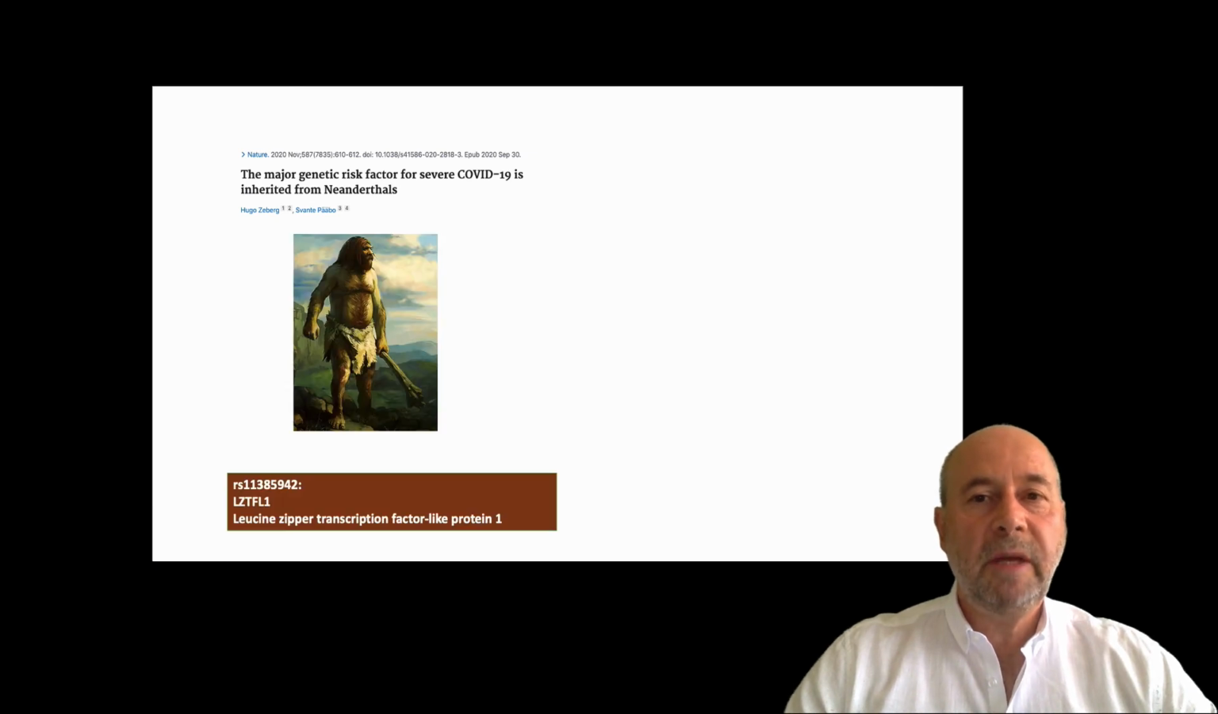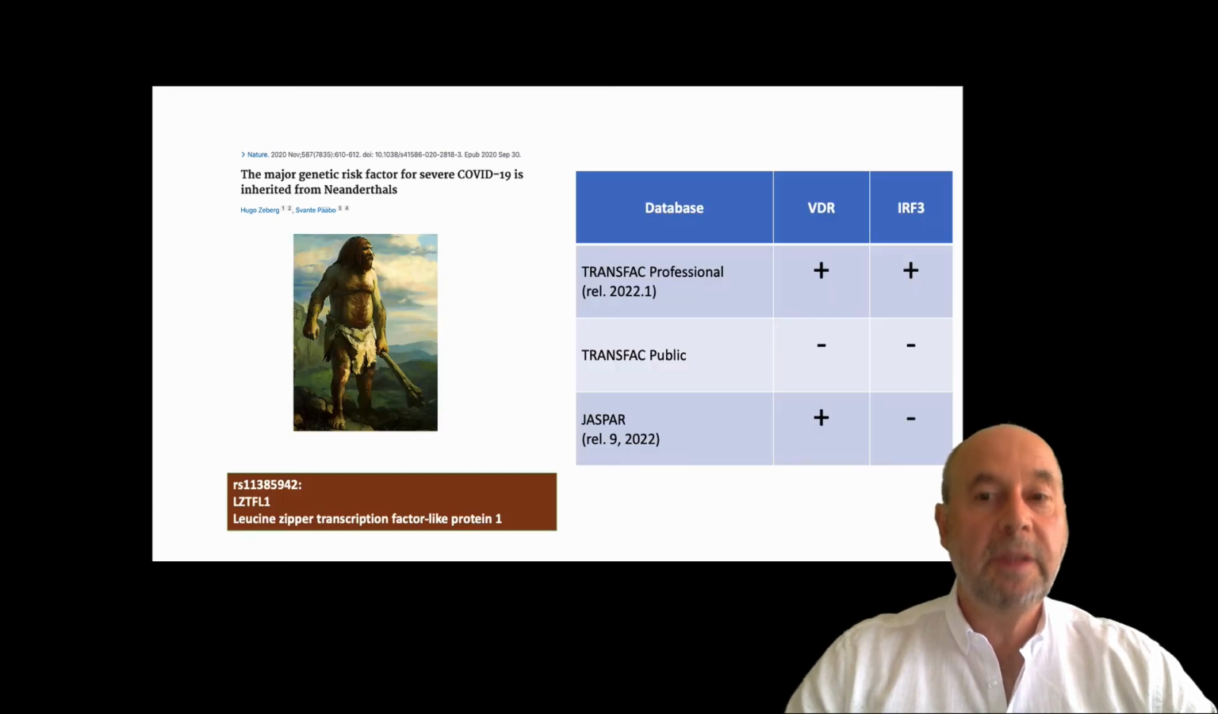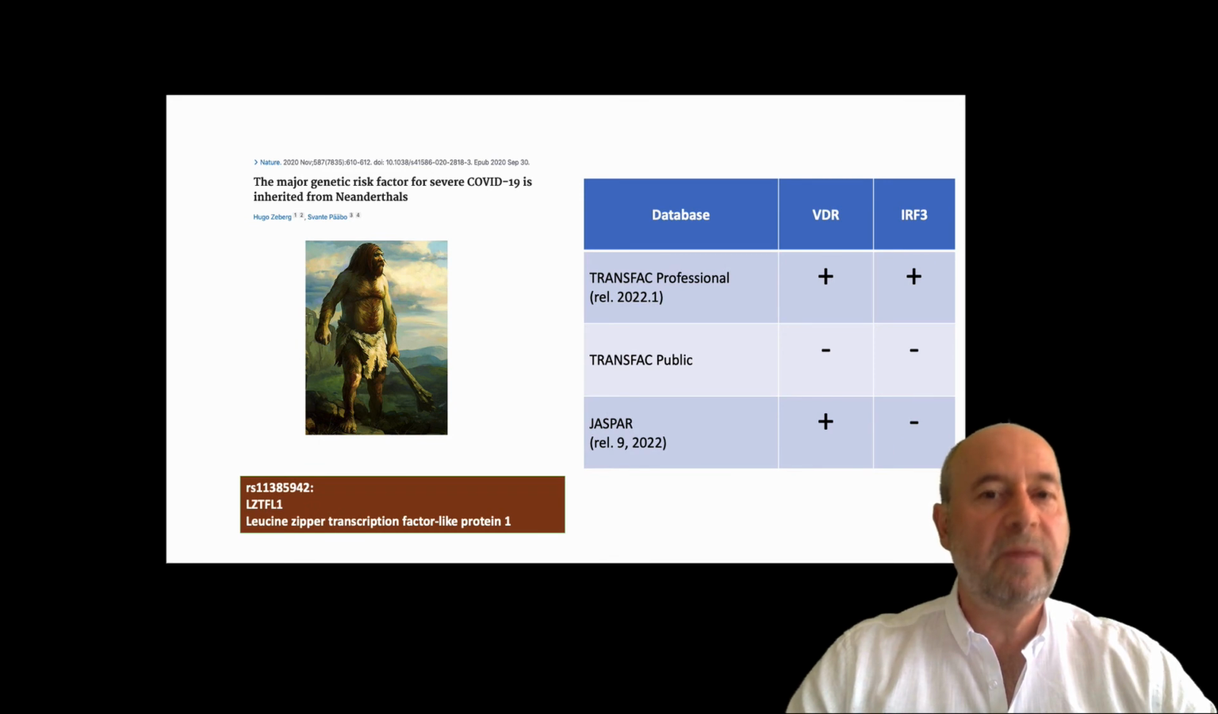So in summary, we can show that when we analyze this SNP, which is very important as a risk factor for severe COVID-19, using TRANSFAC Professional, we found changes in two very important transcription factor binding sites, VDR and IRF3. Although when we use TRANSFAC Public, we cannot identify either of them. JASPAR was okay by predicting VDR binding sites, but we miss IRF3 using JASPAR.